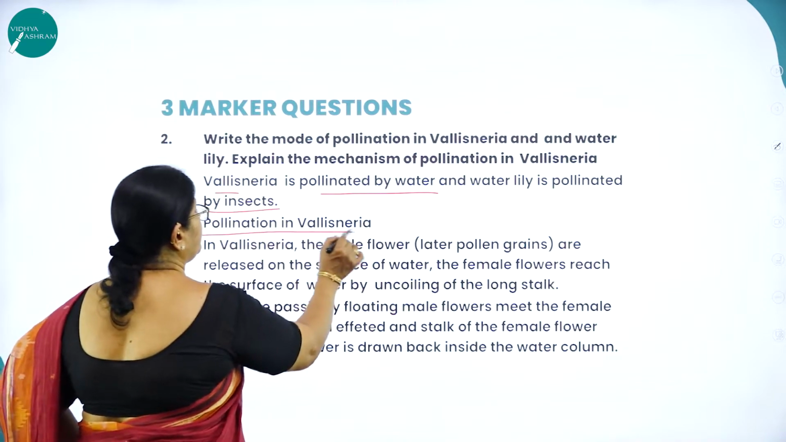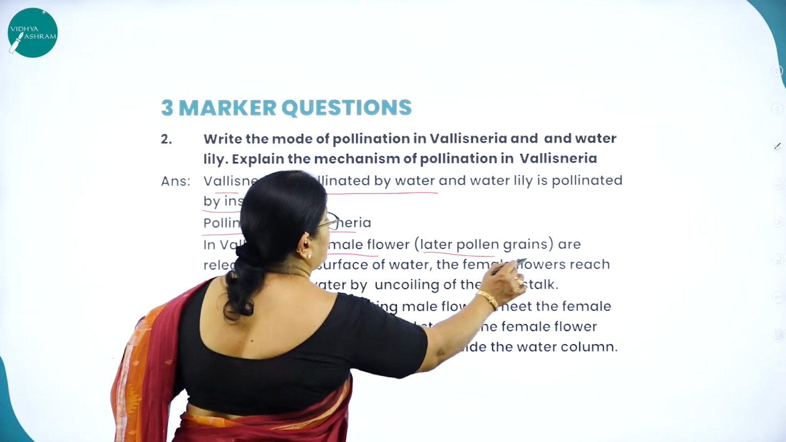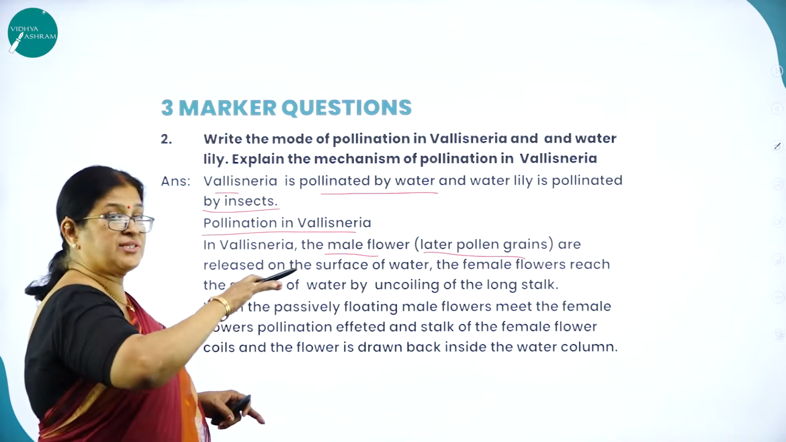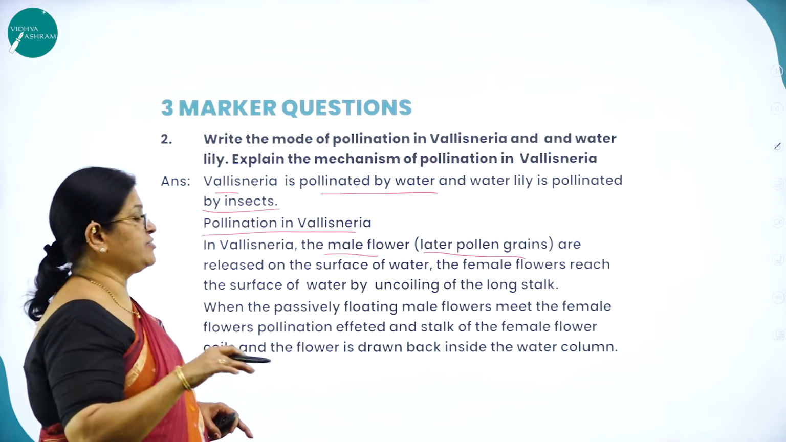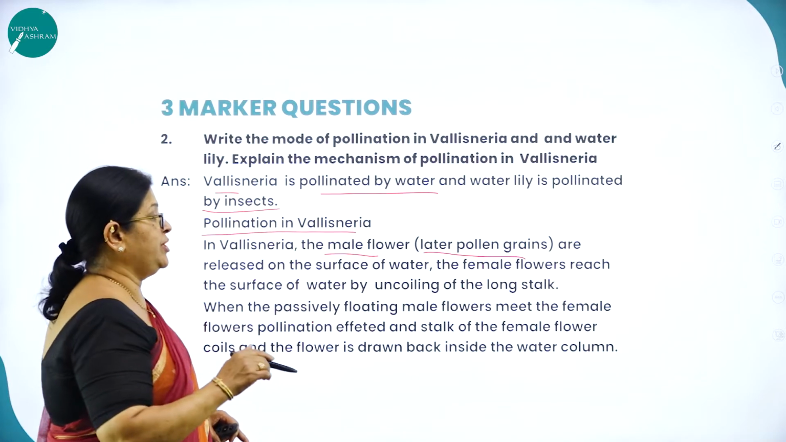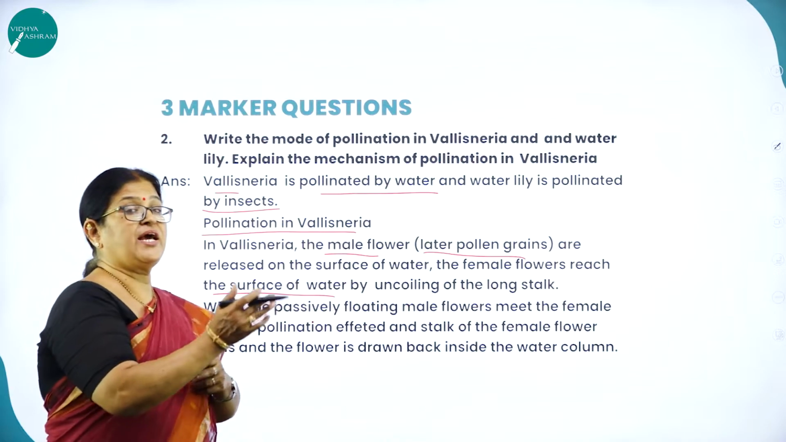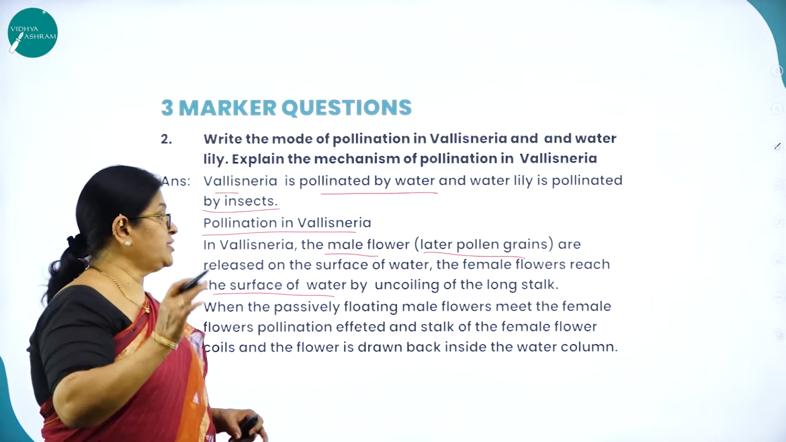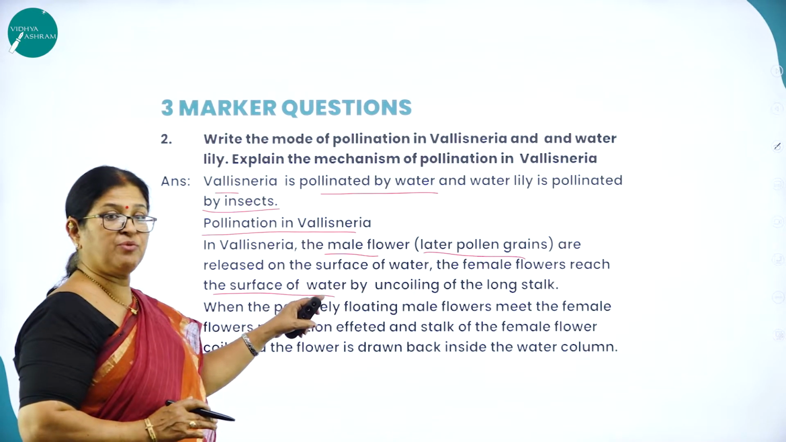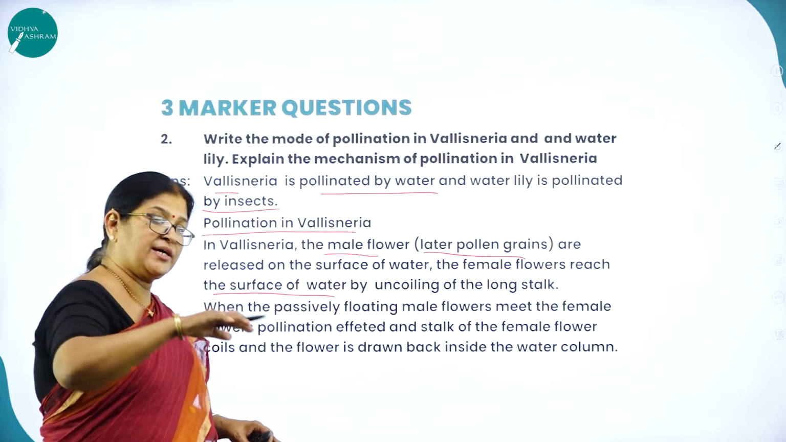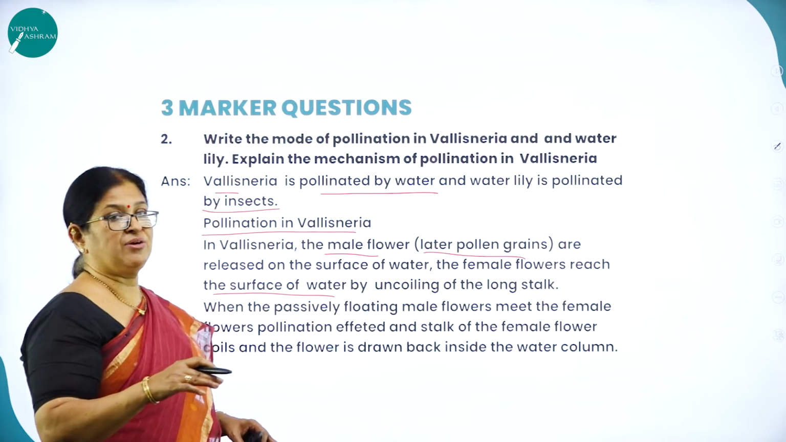So what is the mechanism of pollination in Vallisneria? In Vallisneria, the male flowers, which release pollen grains, have a long stalk, and the pollen grains are released on the surface of the water and the water current carries the pollen grains. Whereas the female flowers reach the surface of the water. As you know, they have a long stalk. By uncoiling of the long stalk, the female flowers reach the surface of the water. So along with the water current, the male gametes, that is the pollen grains, flow and come and land on the stigmatic surface.